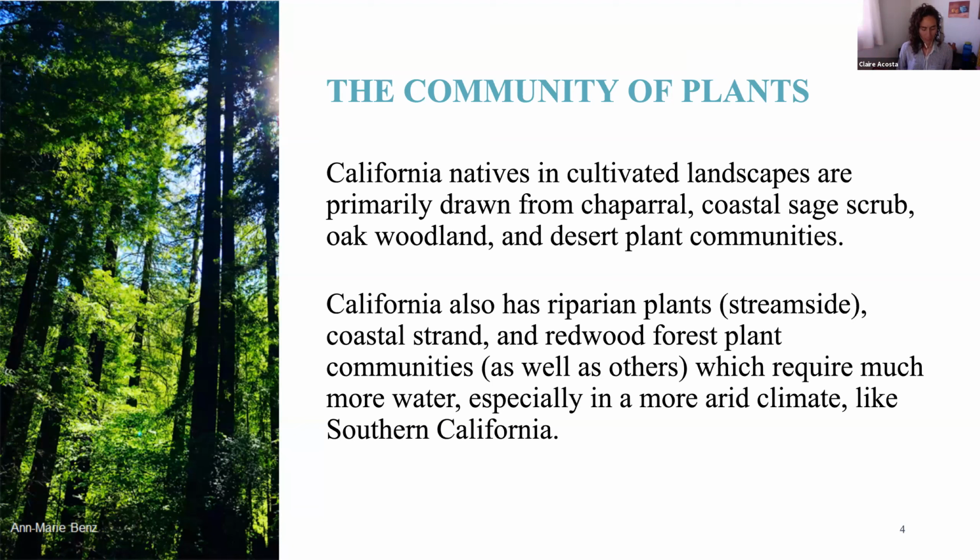So California natives in the cultivated landscape, the ones we typically see in gardens, are usually coming from the plant communities of chaparral, coastal sage scrub, oak woodland, and desert plant communities, which are all very drought tolerant, all really low to very low water needs plants or communities. They have adaptations to deal with the really high heat and low moisture of those plant communities, right? Because that's typical of their plant community.